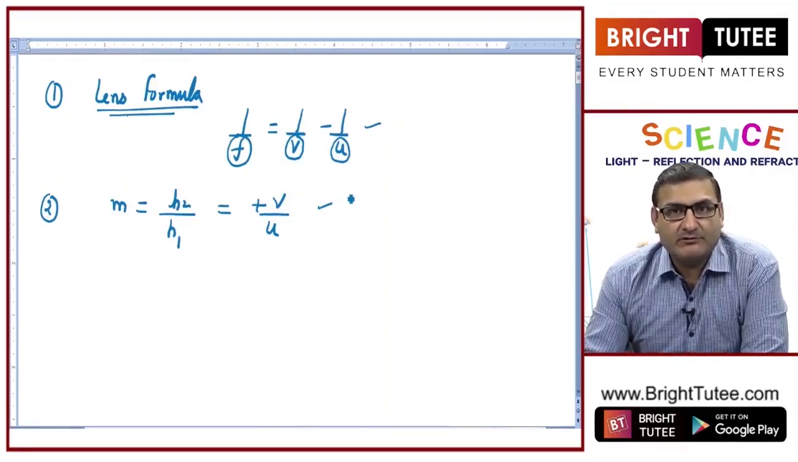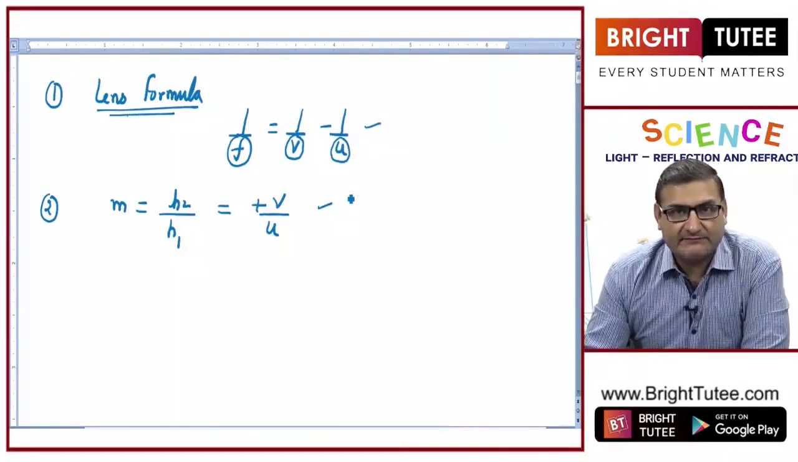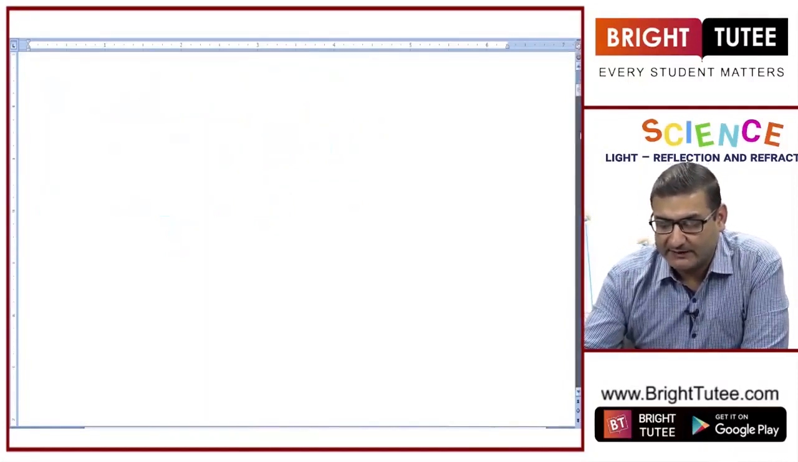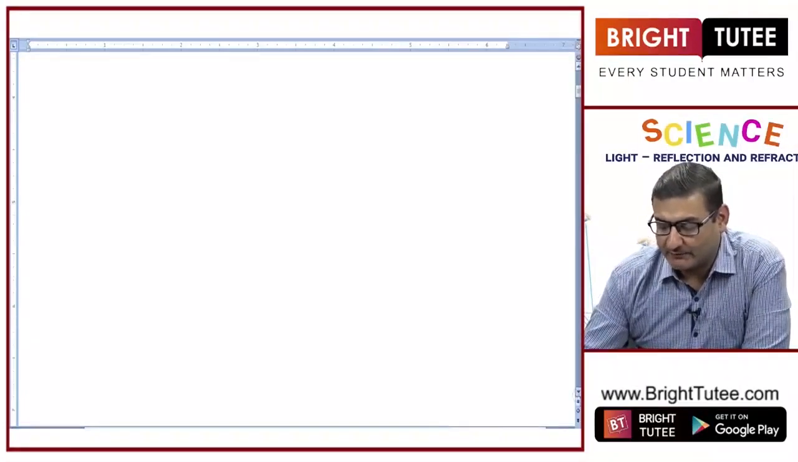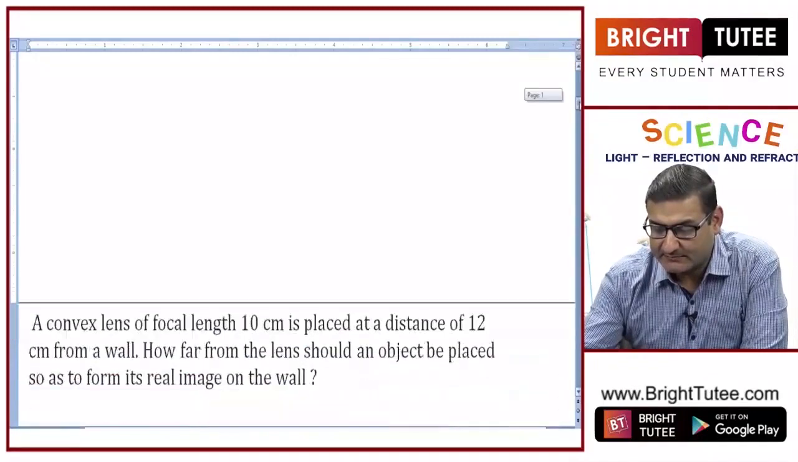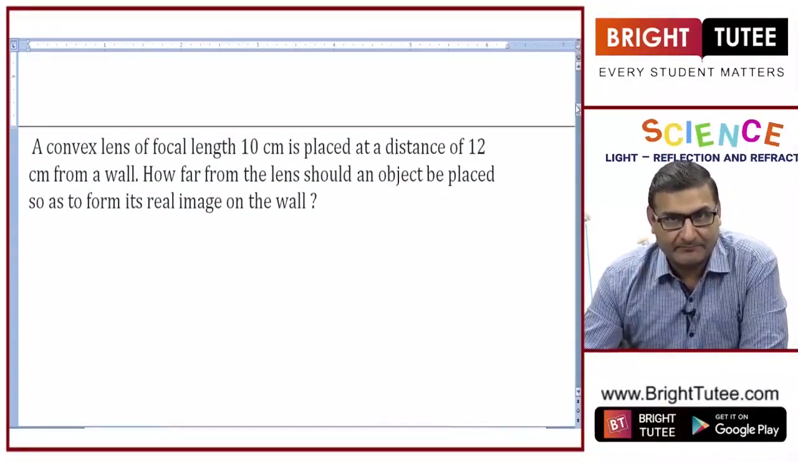Plus, we also need to recall the sign conventions. The sign conventions given by the New Cartesian system, we have already done, taking the minus and the plus signs depending upon where the object is and where the image is getting formed. Now students, let us see what type of questions you are going to get in your exams and how you are going to attempt them.